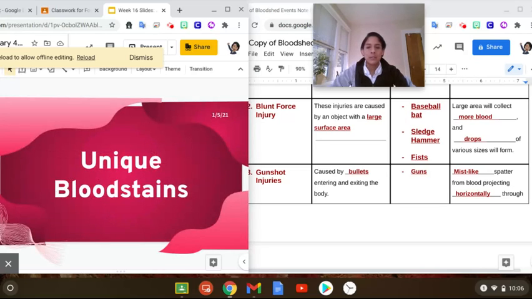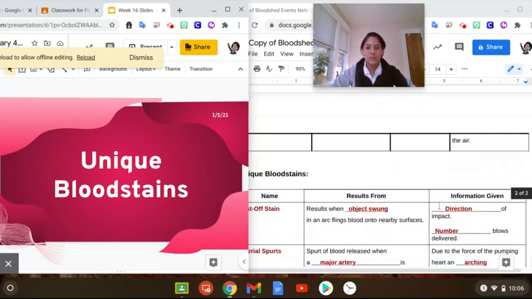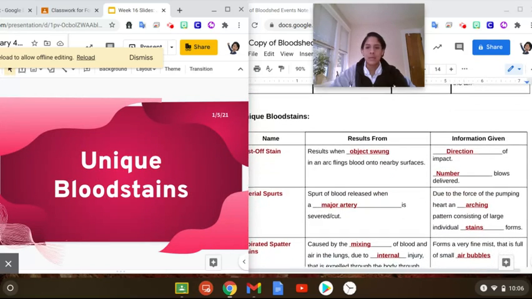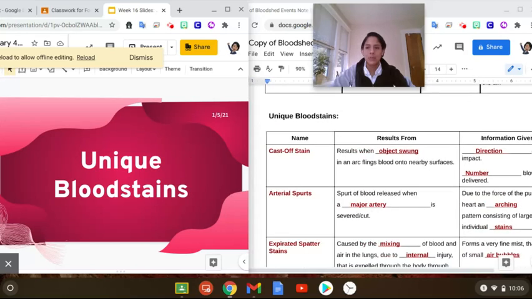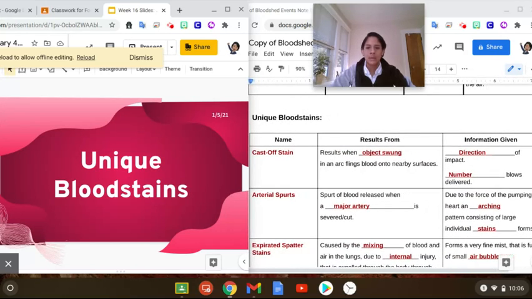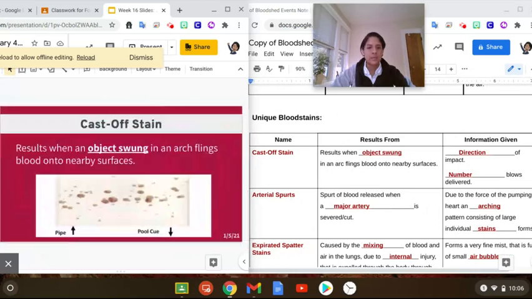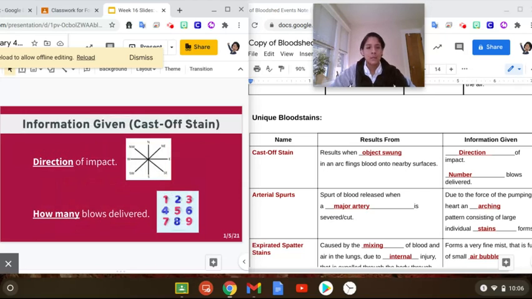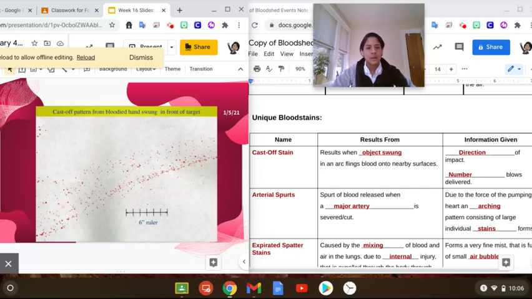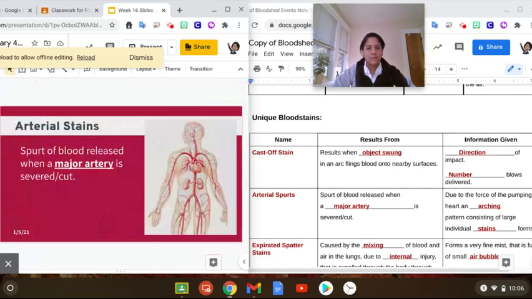And so now we're going to go through a few of the unique bloodstains. This will be in this table down on the second page. The very first one is called a cast-off stain, and that results when an object swung with blood on it flings blood onto nearby surfaces. And so we can tell the direction of impact and how many blows were delivered. There's a photo of that.